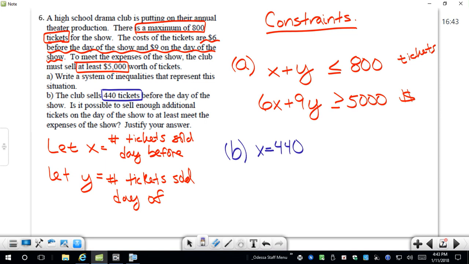Well, guys, if they sold 440 tickets the day before, and there's a maximum of 800 tickets that can potentially be sold, to get our y value, we're just going to take those 800 and subtract from it the 440 that were sold the day before to give us 360. So this is our y value. So we're assuming, guys, if they have a full house, that they're going to sell 360 tickets the day of. Now, we're not so much concerned about that. We're concerned about if they're going to make enough money.